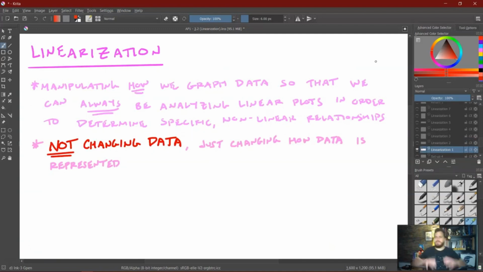Well, it's essentially manipulating how we graph data so that the graph will, in essence, now be linear, or at least appear to be linear, so that we can analyze it in the way we usually analyze linear graphs, but then give us information about specific nonlinear relationships.